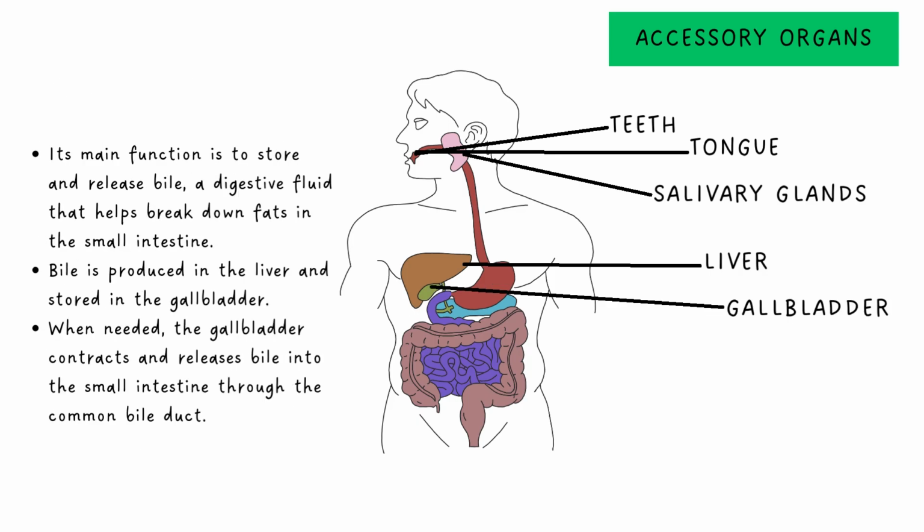The gallbladder's main function is to store and release bile, the digestive fluid that breaks down fats in the small intestines. Bile is produced by the liver and then stored in the gallbladder. When needed, the gallbladder contracts and releases the bile into the small intestines through the common bile duct.